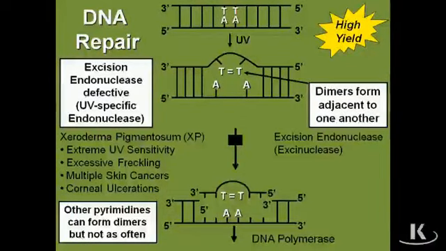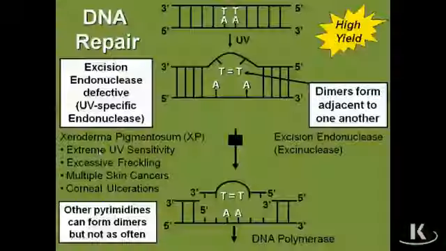Now, the disease xeroderma pigmentosum occurs when an individual inherits defective copies of excision endonuclease. This is an autosomal recessive disease, so you need not just one mutant, but 2 mutant copies of that enzyme in order to express the disease, the phenotype of the disease.